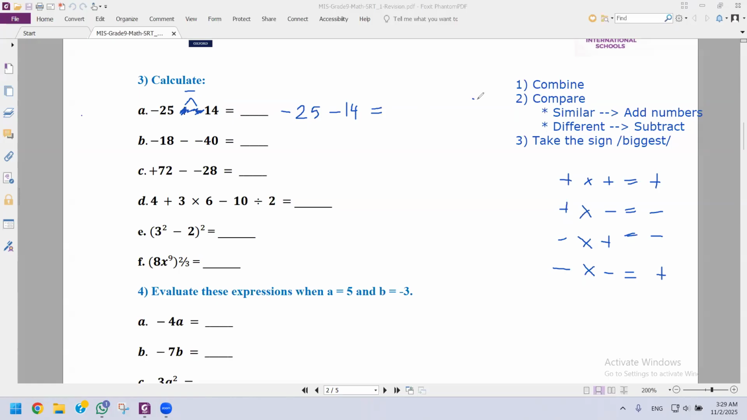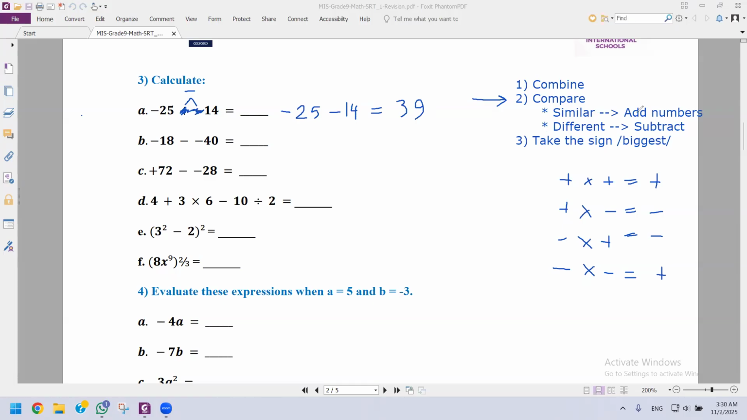Now I go to step number 2. Compare. What do I compare? I compare the signs. This is negative. This is negative. So are they similar or different? So those are similar. So what do? I add the numbers. Step number 2 about the numbers, okay? What do? I add the numbers. 25 plus 14, it's 39.